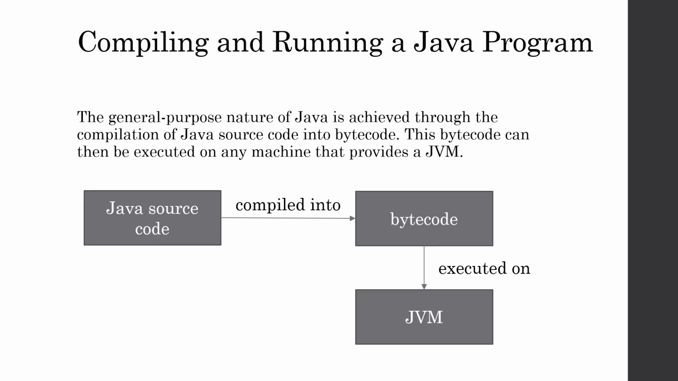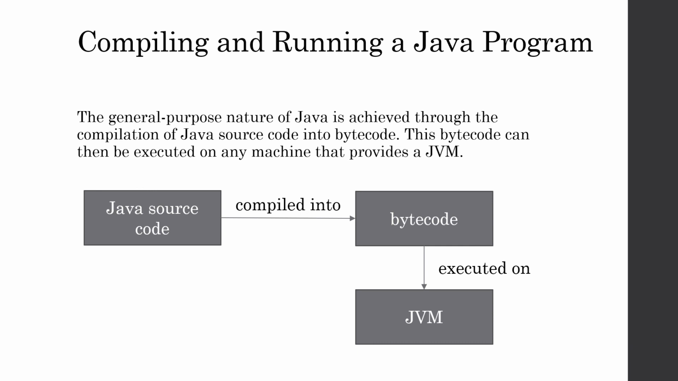So to break this down a little bit further so that maybe it makes a little more sense, the general purpose nature of Java is achieved through the compilation of your Java source code into bytecode. Then this bytecode can be executed on any machine that provides a JVM. Our Java source code is everything that is inside of our Java files, so things that use that .java extension.